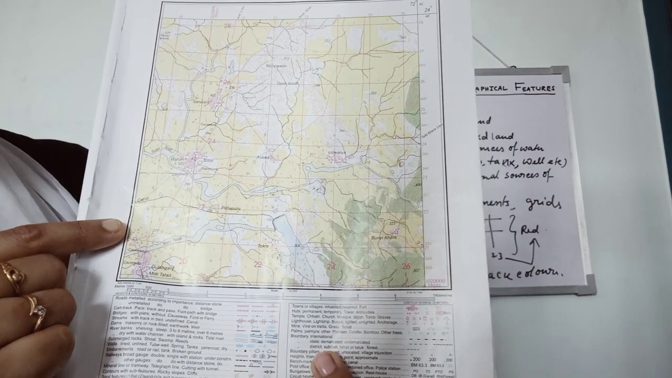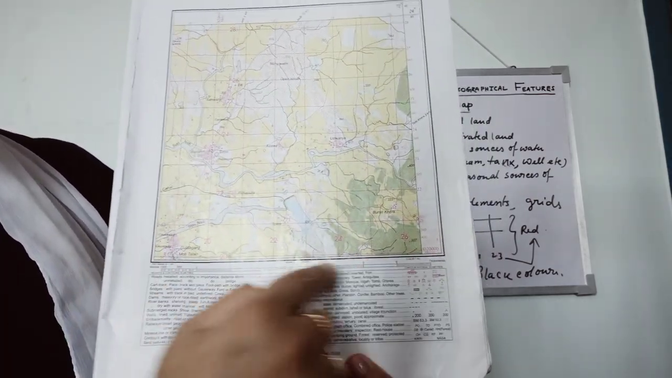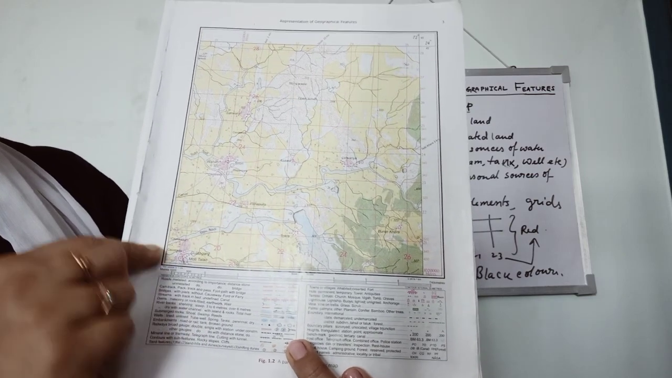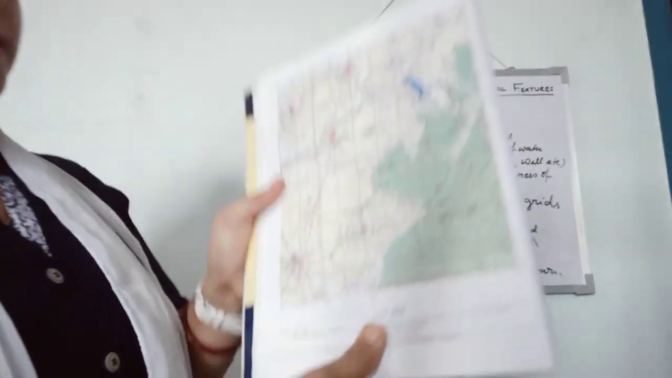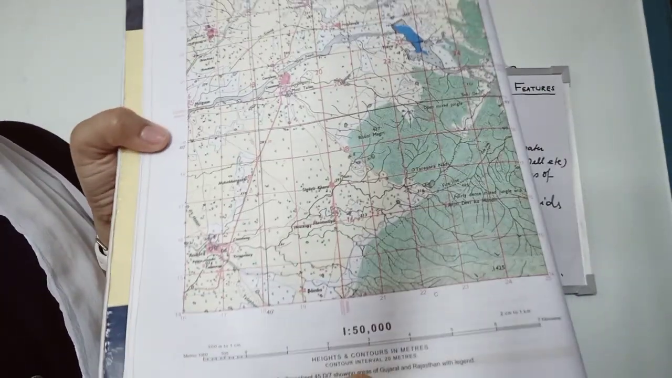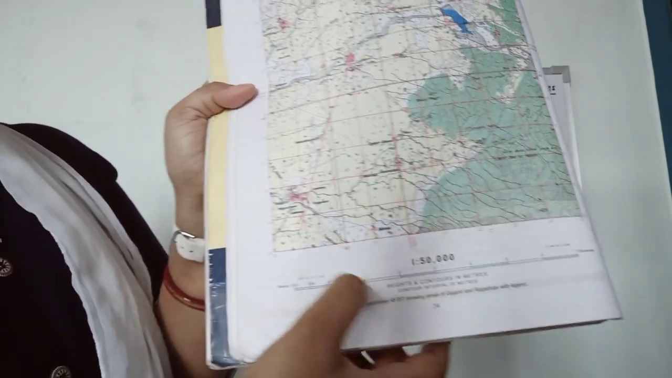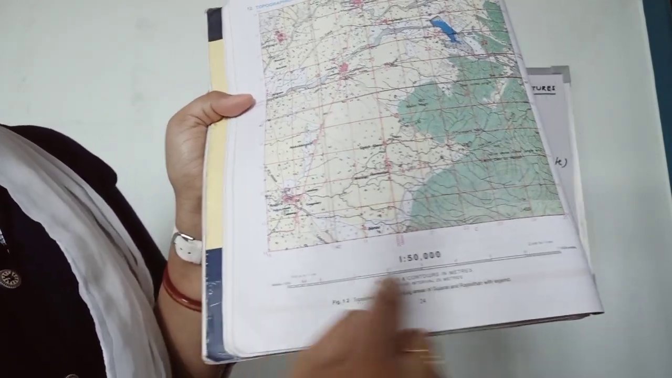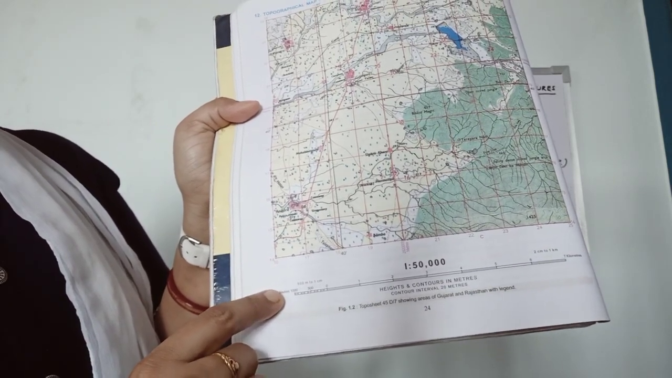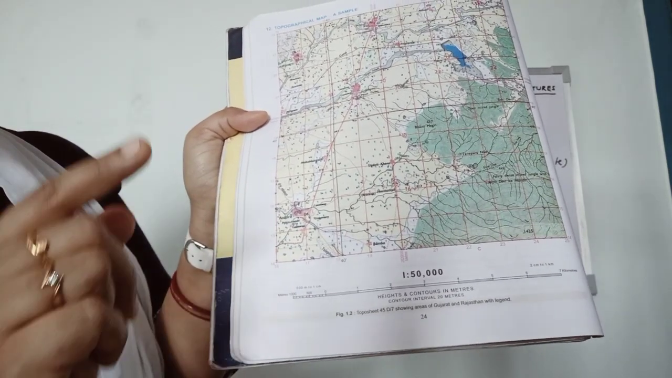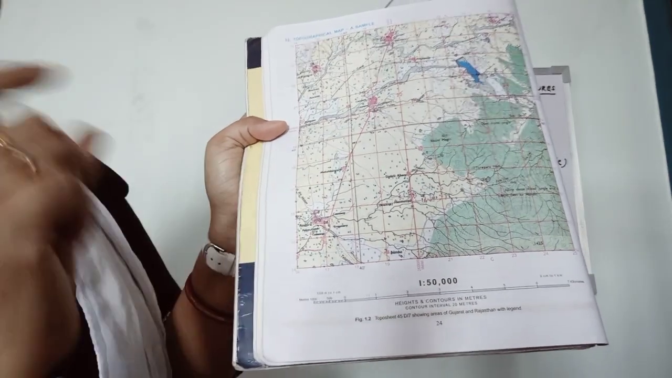Is it clear? So students, always remember, at the bottom of the map there will be the linear scale. I am showing another sample map here. Hope you can see. Always at the bottom of the map this linear scale is given. When you want to measure the actual distance on the ground, whatever is given in that topo map, how can you measure that?